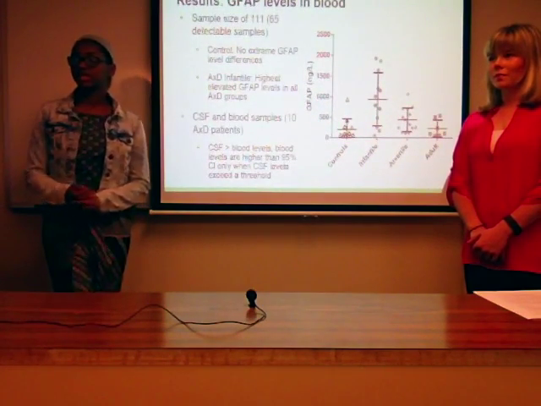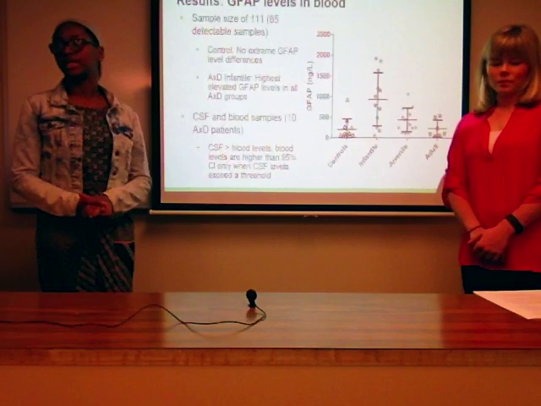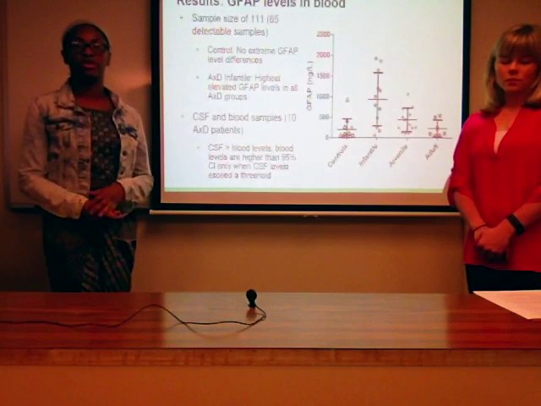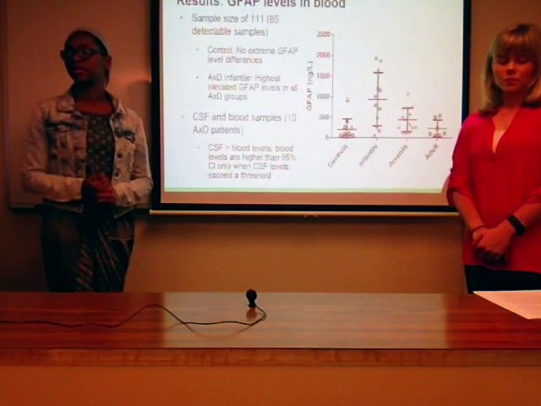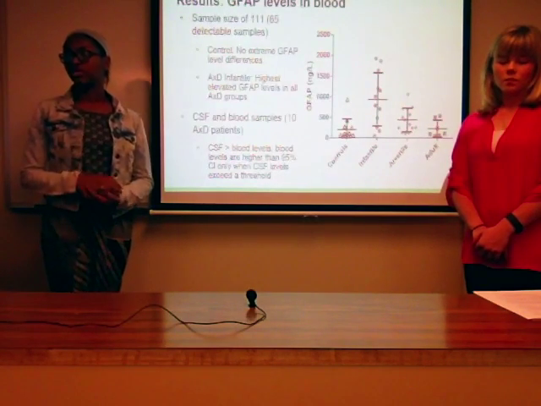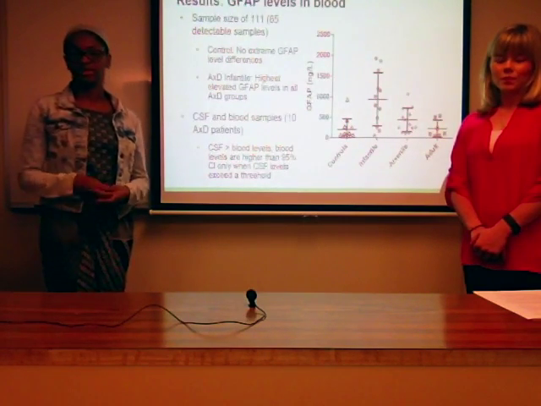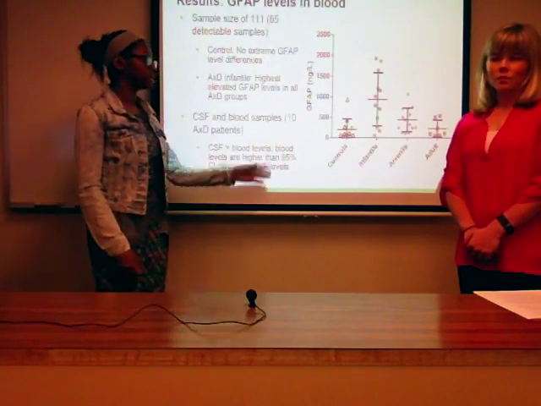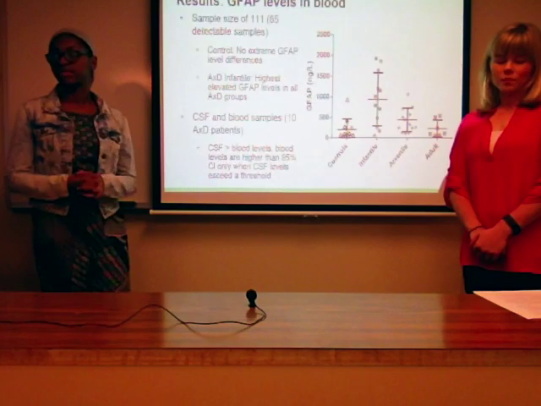The next section was the GFAP levels in the blood. And so they had a sample size of about 111, and only about half of those were detectable samples. And so in the control, they saw that there were no extreme differences as far as the GFAP levels, which you can see here in this graph. The levels are kind of low, and they're all about in the same range.